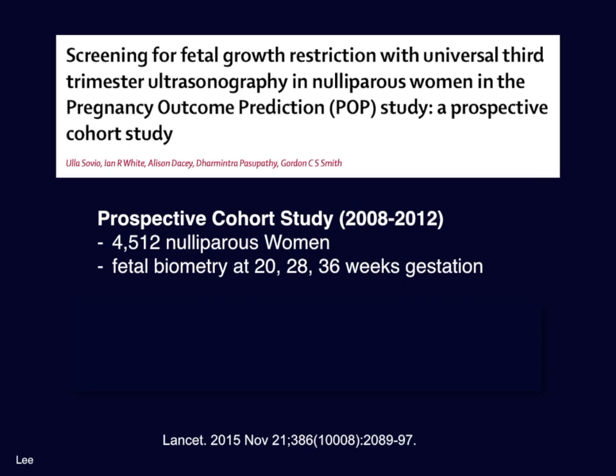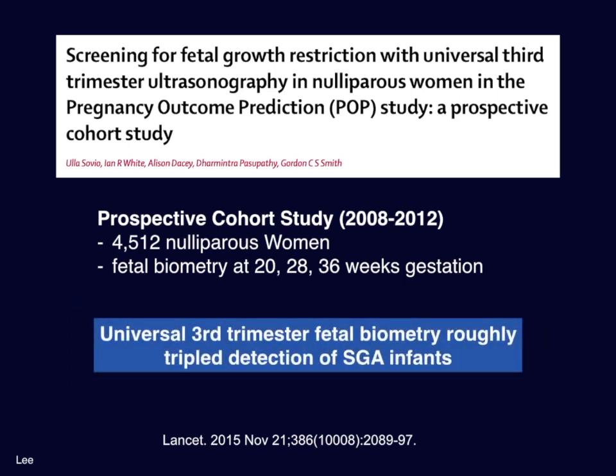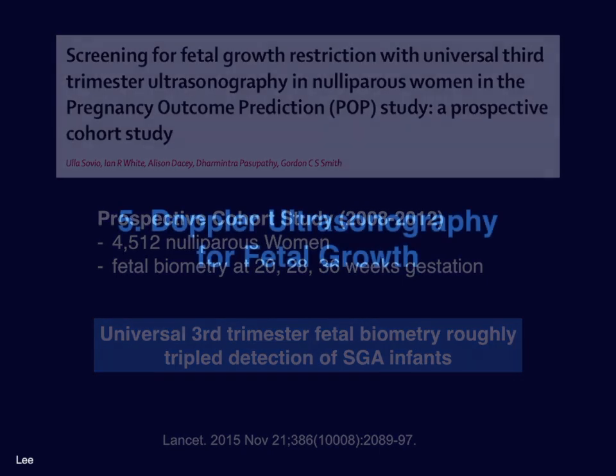study of 4,512 women with serial fetal biometry at 20, 28, and 36 weeks gestation. Universal sonography in the third trimester nearly tripled the detection of SGA infants when compared to routinely indicated sonography. They also found value to the serial assessment of abdominal circumference growth velocity for identifying some newborns at increased risk for complications. However, the improved detection of SGA infants could potentially lead to additional false positive diagnoses of growth restriction.